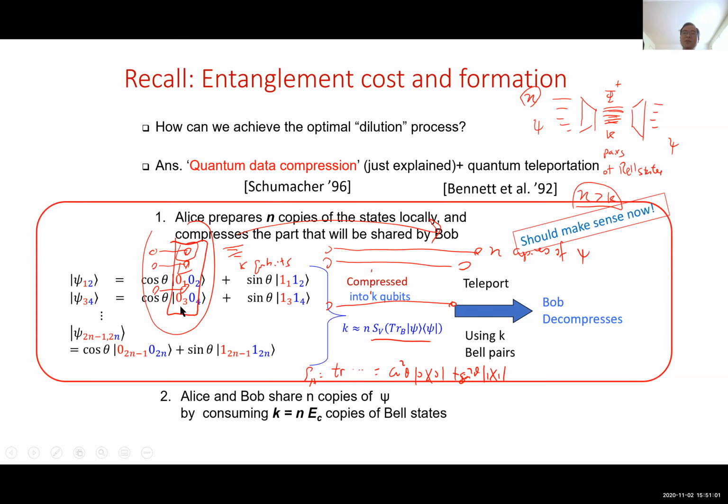So I think this completes the entanglement cost. The process is the dilution, but the entanglement cost is really the ratio of k over n. Okay. I hope that makes sense now. So the entanglement dilution and distillation sort of makes sense, and how you understand that the two processes are reversible if the number n goes to infinity. Okay. Any questions?